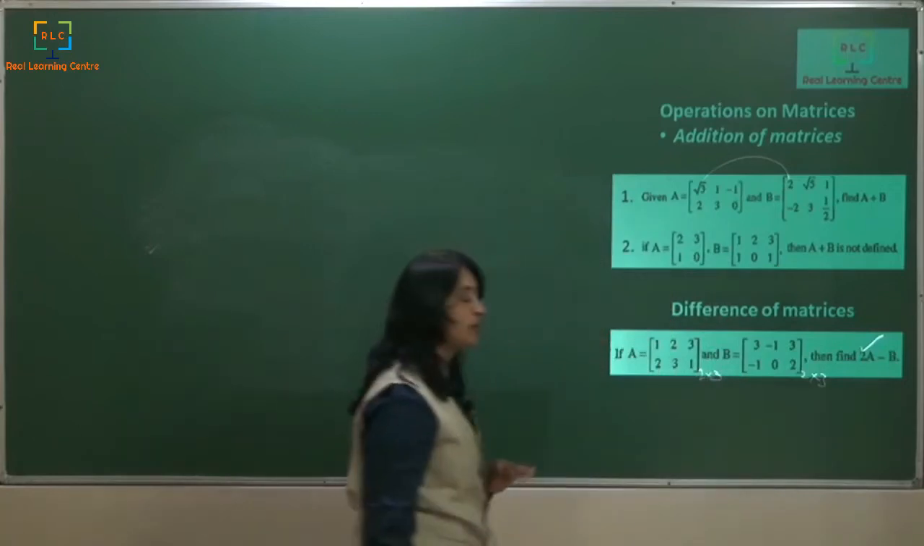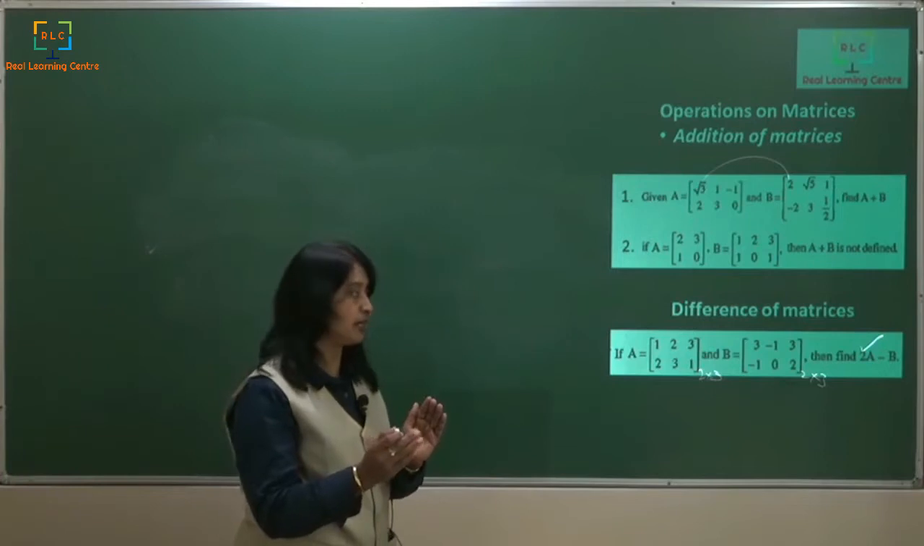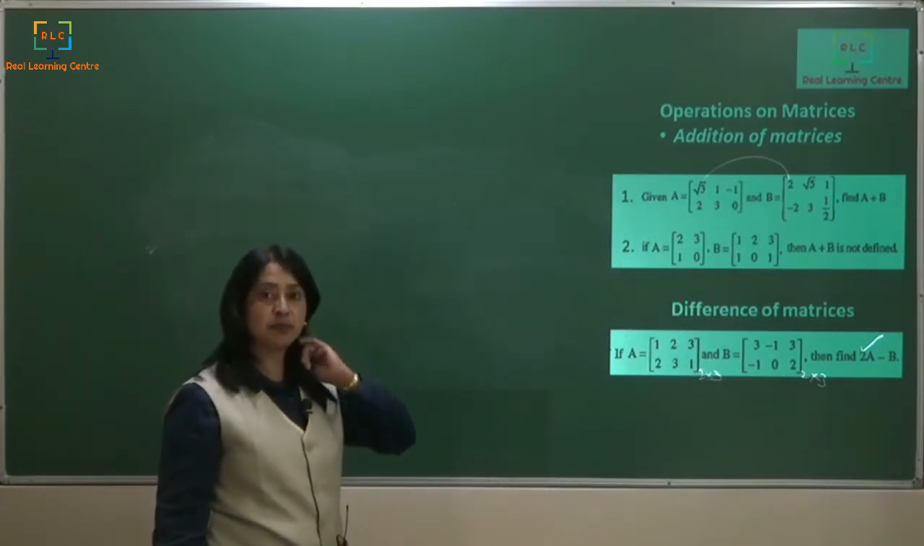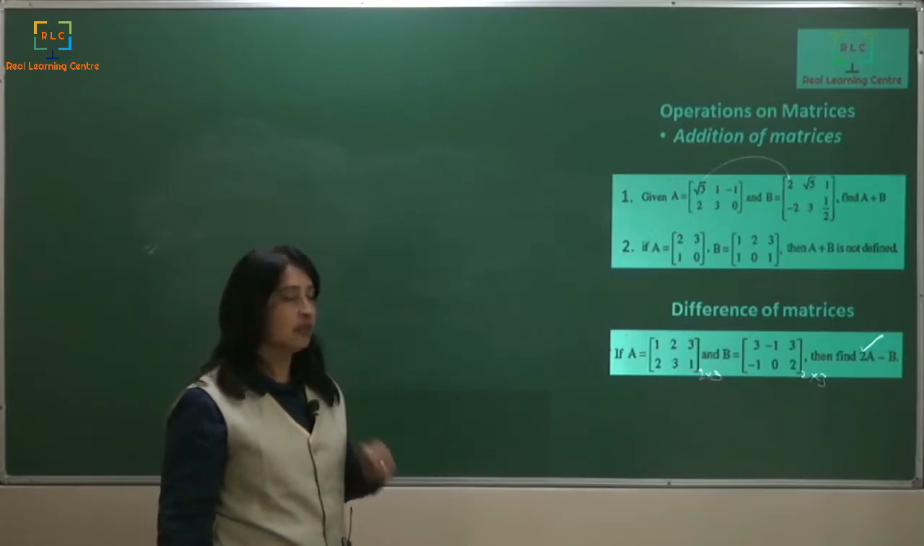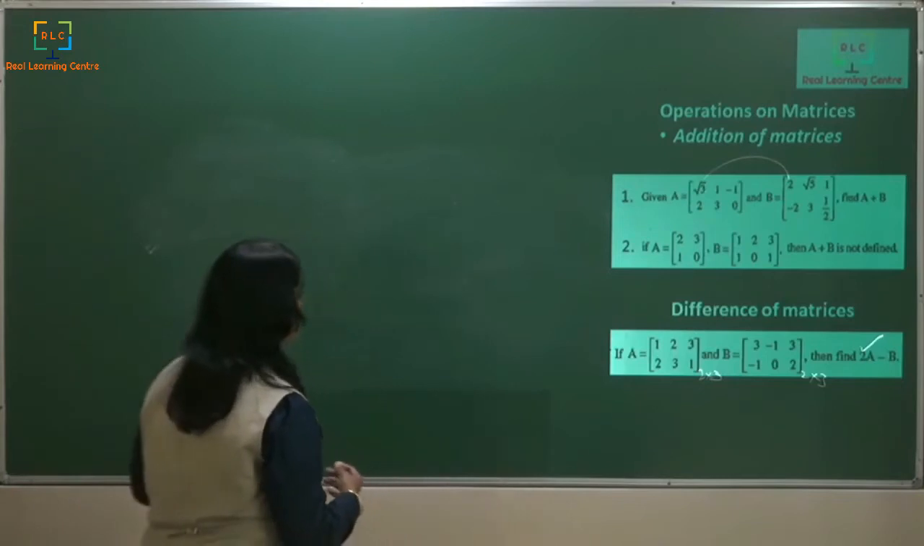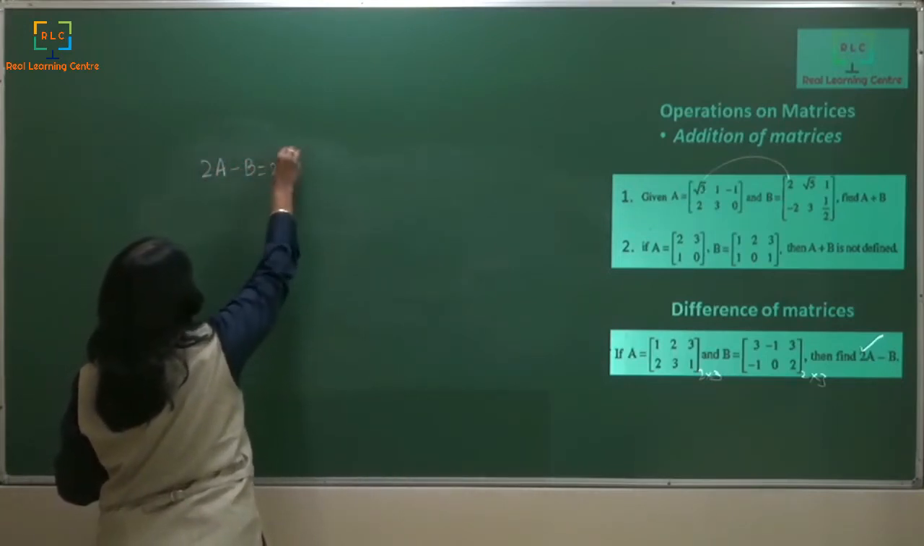How do I do 2A minus B? I multiply all the elements of matrix A by 2 and then subtract B from that. B will be subtracted from 2A. So now let us do the problem. I will directly get into 2A minus B. I shall write one step extra.